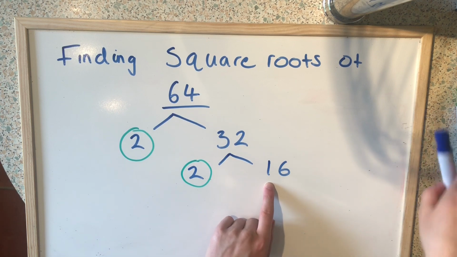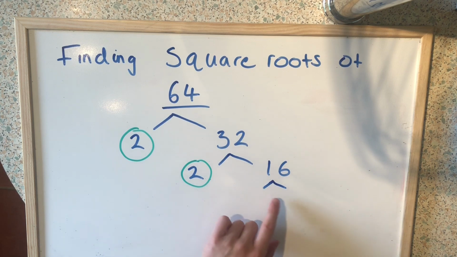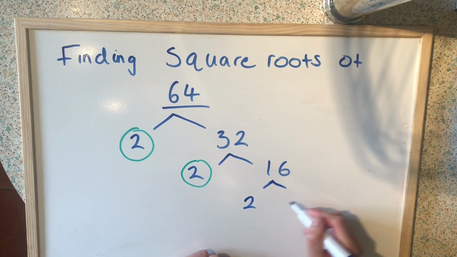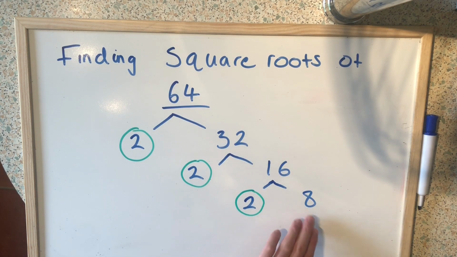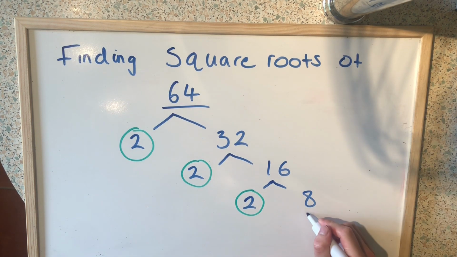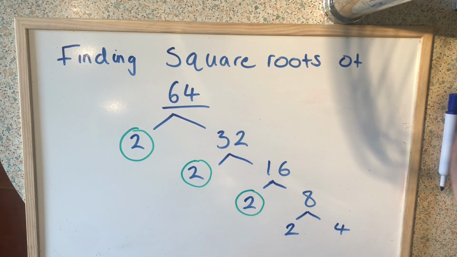16 isn't prime, so you can go further than that. We can have 2 and 8. 2 is prime, 8 isn't. Then we can have 2 and 4. We know 2 is prime again, and 4 can go down to 2 and 2. And now we know 2 is prime and 2 is prime, so we can't go any further than that.